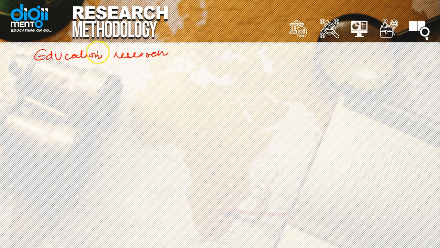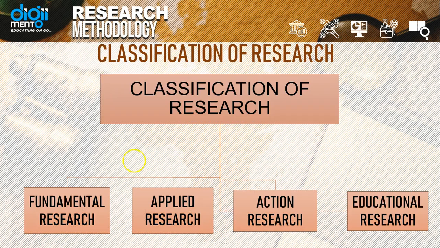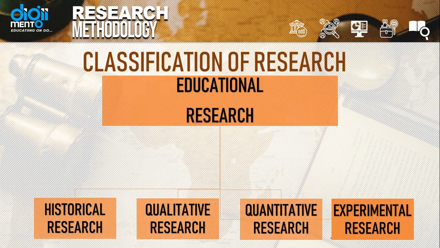In educational research, we have studied previously fundamental research, applied research, action research, and now we are studying educational research. In educational research, we classified it into 4 parts. First one is historical research, second one is qualitative research, third one is quantitative research, and the fourth one is experimental research. So let's take some brief knowledge about educational research, then we'll come to historical research.